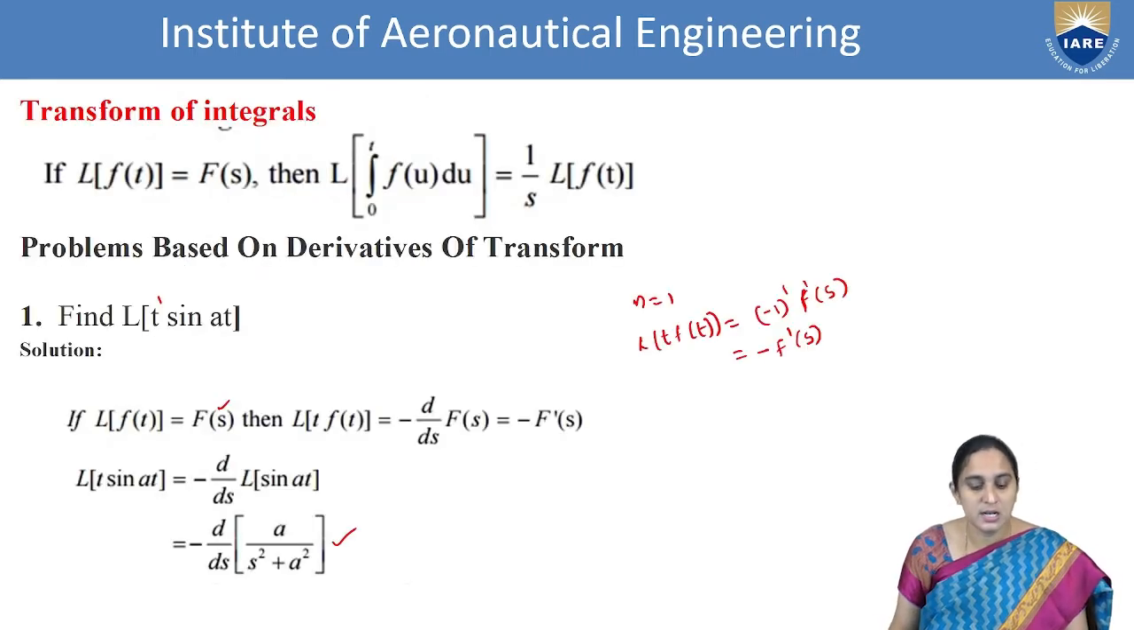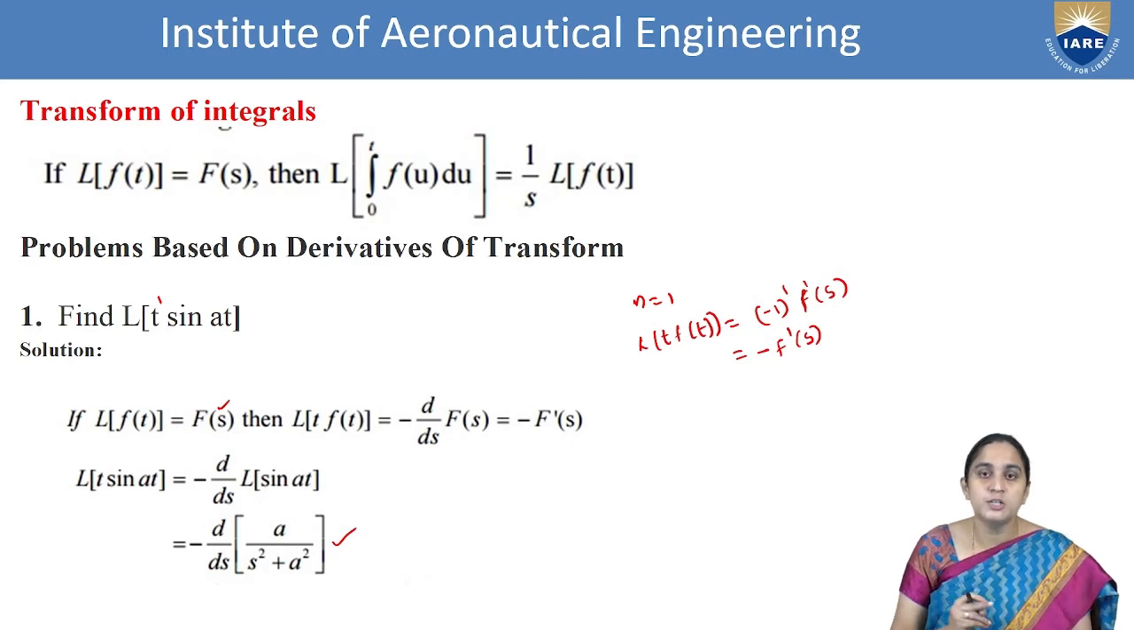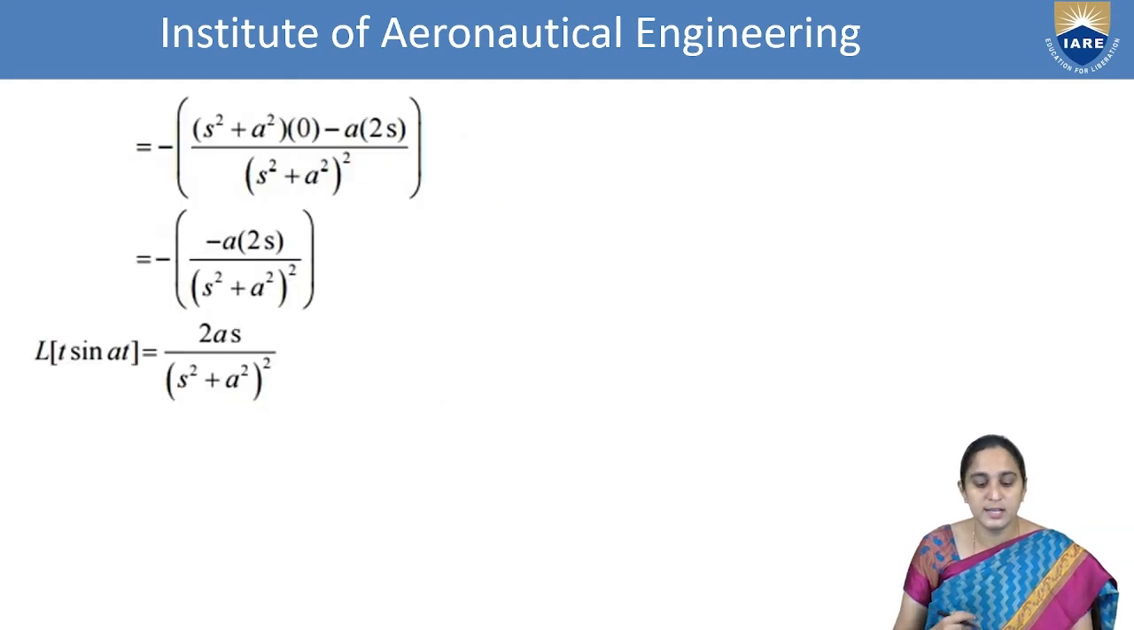Therefore, the first question, Laplace of t into sine at. Here two formulas are compulsory. One is Laplace of sine at formula and another one is, the function is multiplied with t, means for that case use derivative formula. Here Laplace of sine at formula is compulsory and the derivative formula is also compulsory. If you know the two formulas, easily we can find out the answer for the first question. Therefore, the Laplace of t into sine at is equal to what? 2as by s square plus a square whole square.